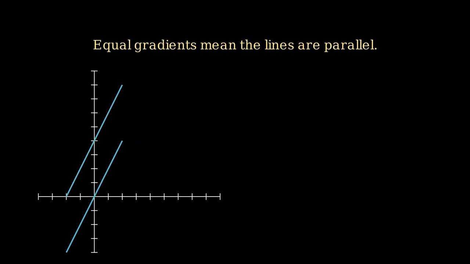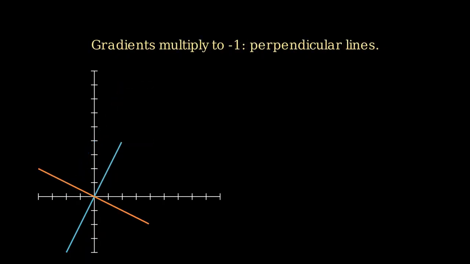Here both lines have a gradient of 2, so they are parallel and they never meet. Two lines are perpendicular when their gradients multiply to -1. Here, one line has gradient 2 and the other has gradient -1/2. 2 times -1/2 equals -1, so these lines are perpendicular.